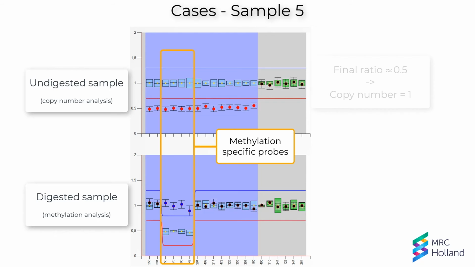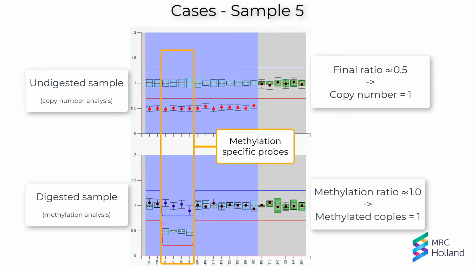Based on the ratios of 0.5 in the undigested sample, we can conclude that sample 5 contains one gene copy. The methylation ratios in the digested sample are close to 1, meaning this single copy was not digested by HhaI and is thus methylated.